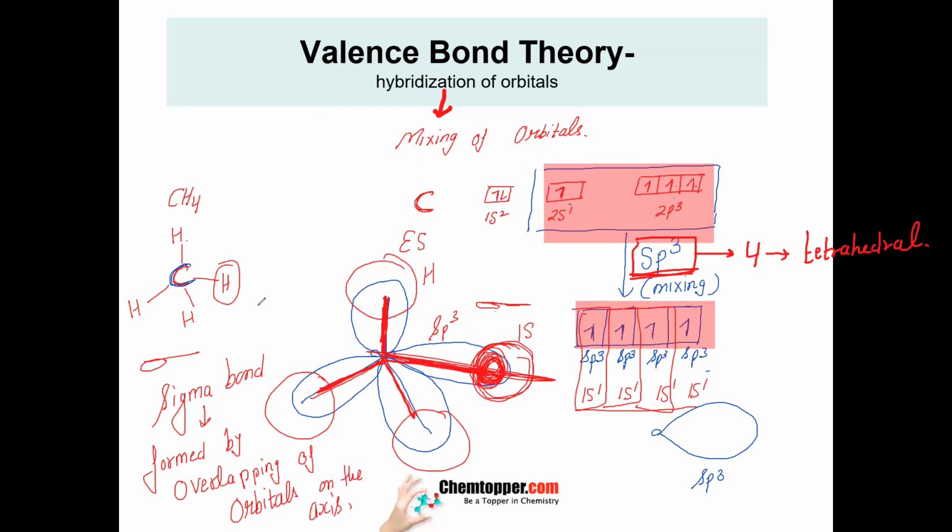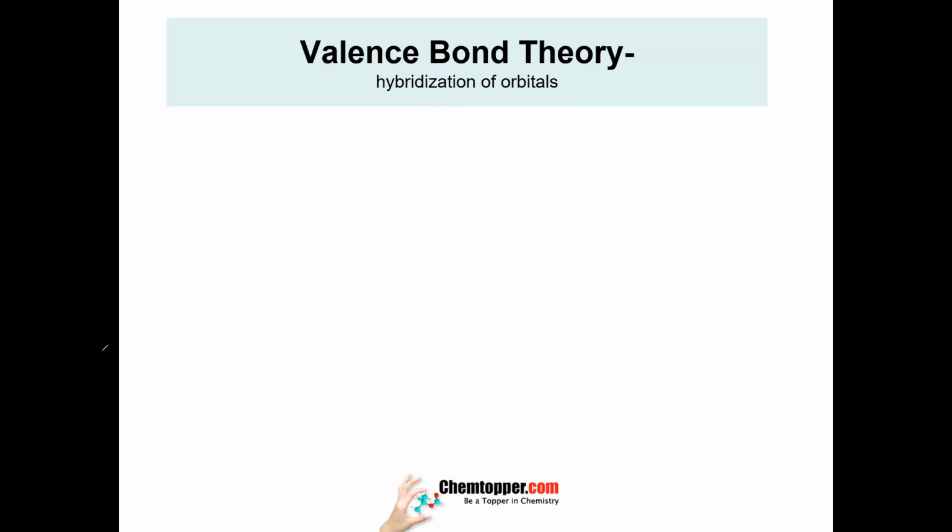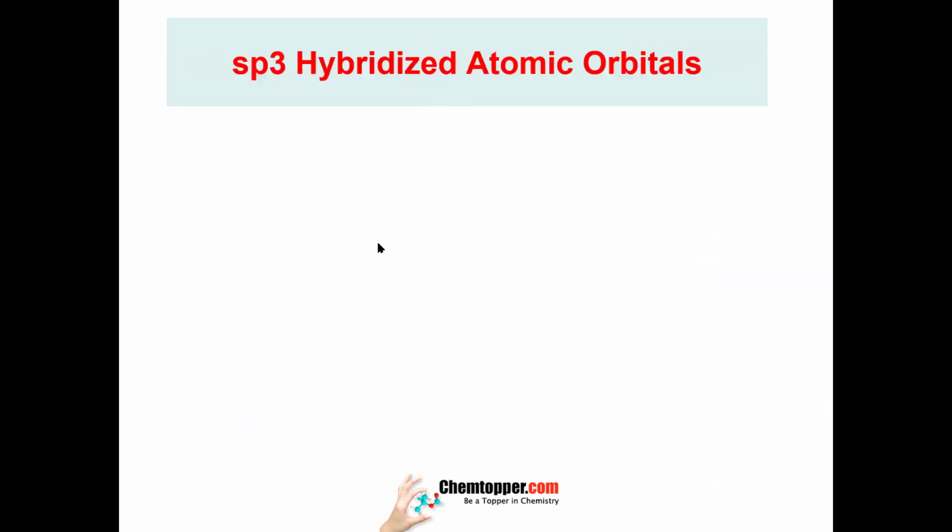Okay, great. Understood sp3, right? Now making another picture. Let me show you sp3 hybridized atomic orbitals. Let's say ammonia. Draw the Lewis dot structure. Okay, that's good. You missed sp3, so I'm doing it again with another example. We did one example already. Now draw the Lewis dot structure.